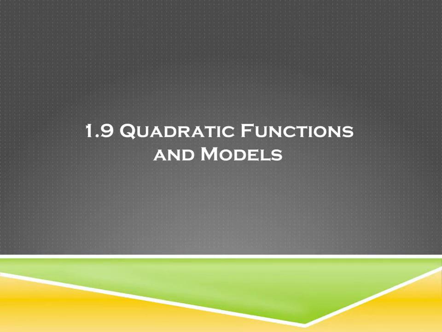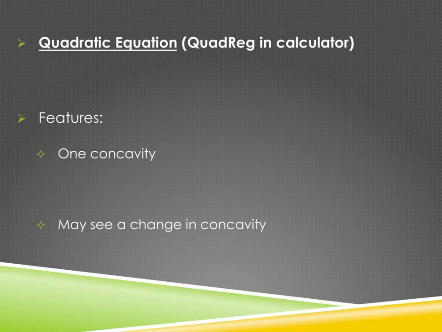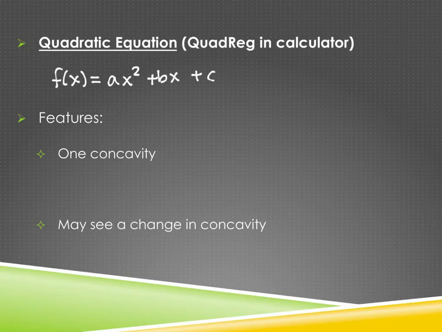So today we're going to add on 2 more models in 1.9 and 1.10. So 1.9 is quadratic functions and models. So in the calculator, this is called QuadReg for quadratic regression. And the equation looks like this. f of x equals ax squared plus bx plus c.